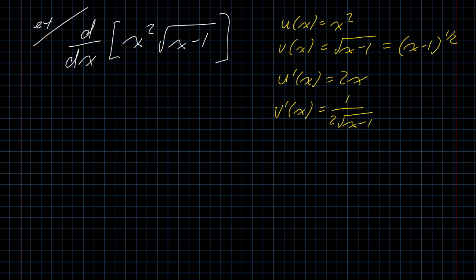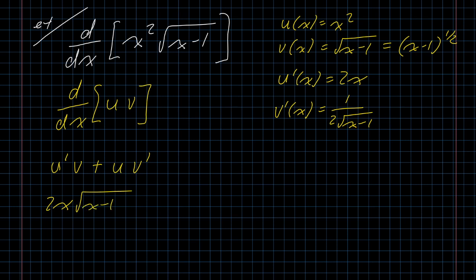All right, so I know I'm going through things quickly there. If you want to take the time, slow down, and work through those on your own, I encourage that. But I'm looking at the big picture here. This is the derivative of u times v, which my product rule tells me should come out as u prime times v plus u times v prime. In this case, u prime is 2x, v is the square root of x minus 1, u is x squared, v prime is 1 over 2 square root of x minus 1.